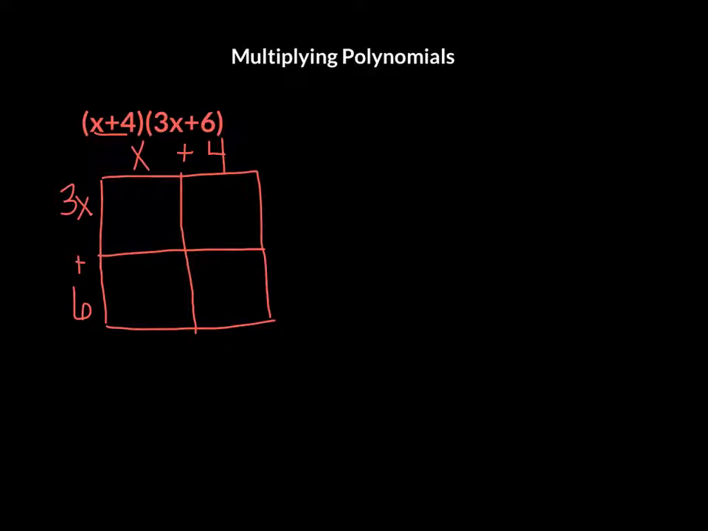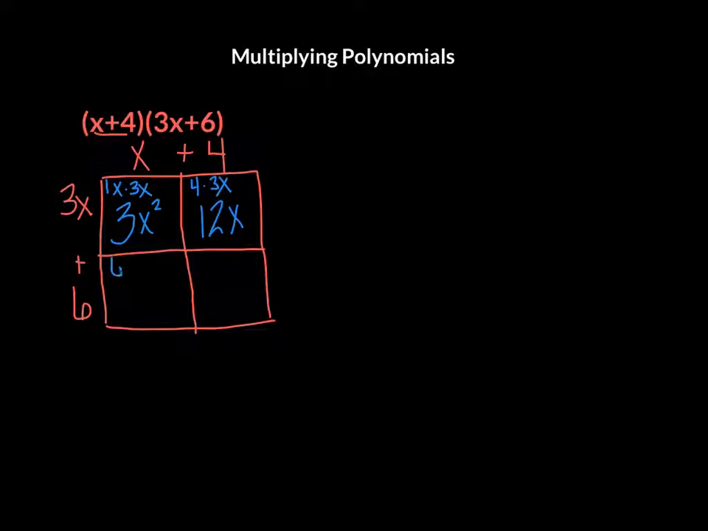So in this first square, we're going to do x times 3x. So you got to remember that x is a 1x. So 1 times 3 is 3, but x times x is going to get you that x squared piece. Okay, let's take a look at our next square. We're going to have 4 times 3x, and 4 times 3 is 12, and then we bring the x along because there's nothing else that x gets multiplied with.